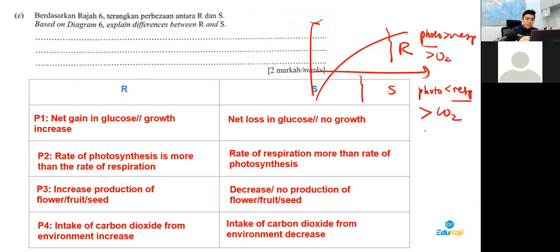Here uses up glucose. Here glucose will be produced. Any two, any two. These 3 are not bad.